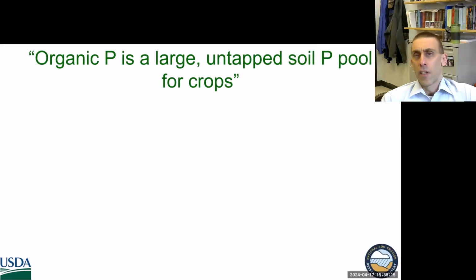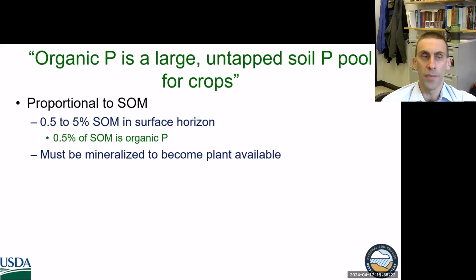Organic phosphorus is a large untapped soil phosphorus pool for crops. Okay, when we think about that, back up and consider a few things here. The amount of organic phosphorus in the soil is proportional to soil organic matter. The more soil organic matter you build up, the more organic phosphorus you're going to have. So how much soil organic matter do we have in soils? It ranges from about 0.5% to 5% organic matter in your surface horizon, much less below that. And among that soil organic matter, 0.5% of it is organic P.